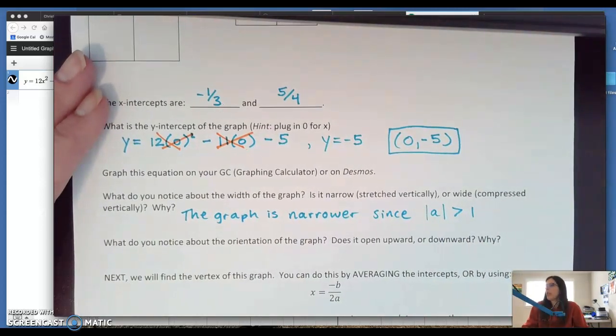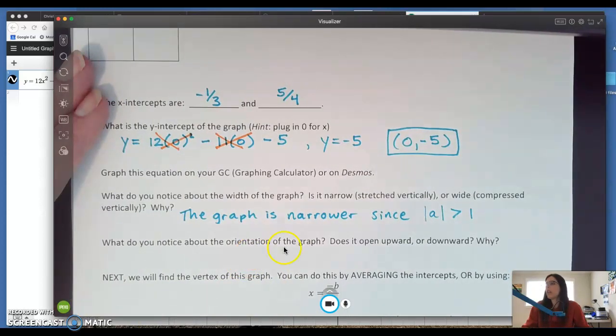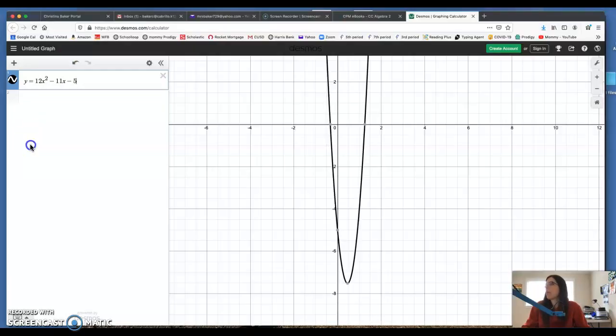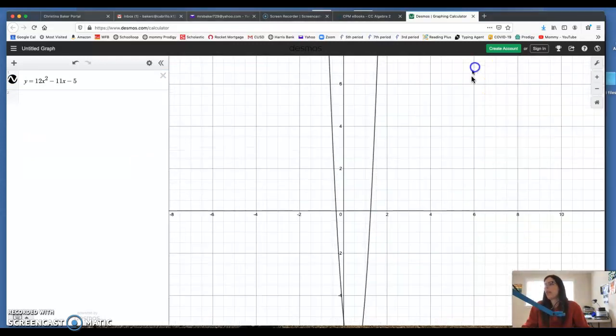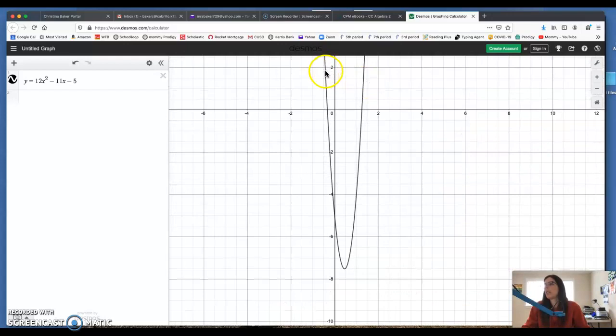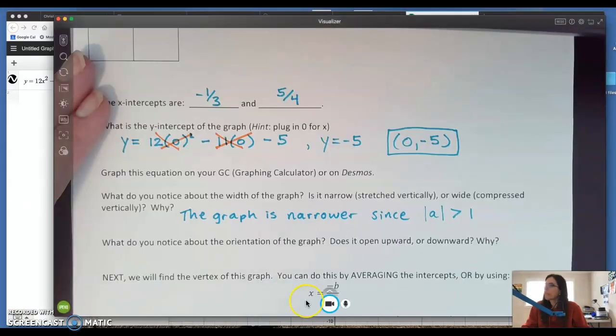And then the next question, what do you notice about the orientation of the graph? Does it open upward or downward? So like which direction is it going? And you can also figure that out without looking at the graph, but we'll go back to it. So if I were to move this up a little bit, it's going to keep on going toward infinity. So on a graph, on a piece of paper, I would just put my arrows maybe right about there. So we know that it's going upward, or it's opening up.